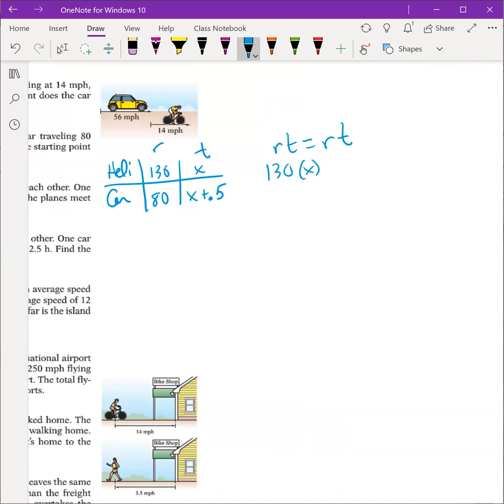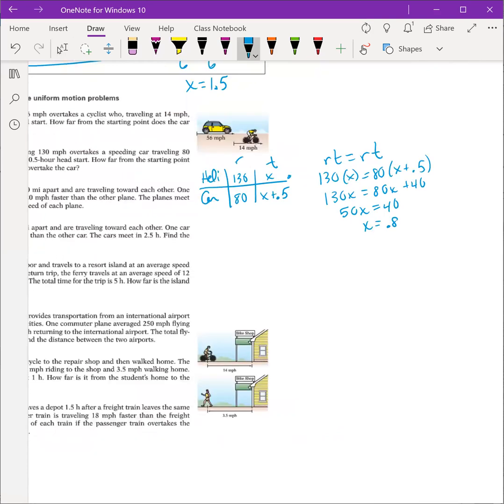130 times X equals 80 times X plus 0.5. 130x equals 80x plus 40. So we get 50x equals 40, x equals 0.8. So that means that the time is 0.8 of an hour, and this time is 1.3. I don't think that answers the question though. So if we look at the question, it says, how far from the starting point? How far? What's that asking? Is that asking me a time? It doesn't say how long, it says how far.